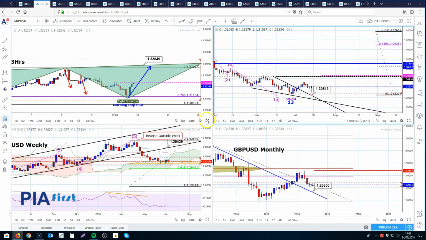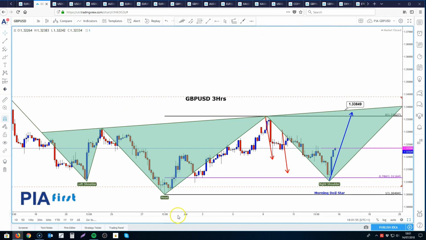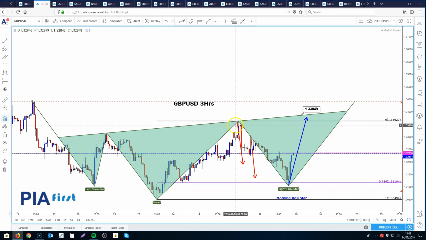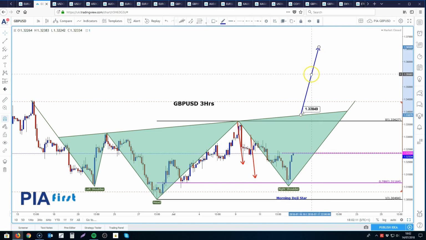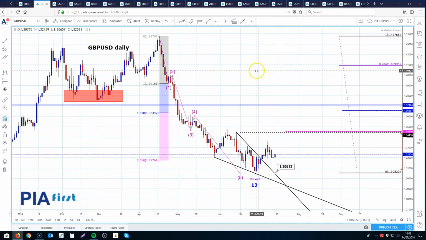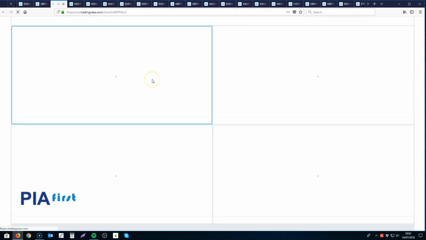We're going to explain why we've come to that conclusion. This looks like a reverse head and shoulders pattern, an ABCD formation completed, with buyers coming in around about the 78.6% pullback level. The measured move target, if we're to break higher through 133.85, is located up here, 136.50, which is this level on the daily chart.